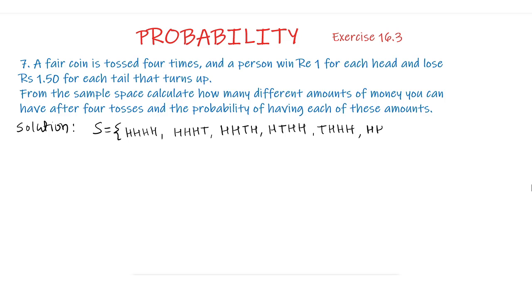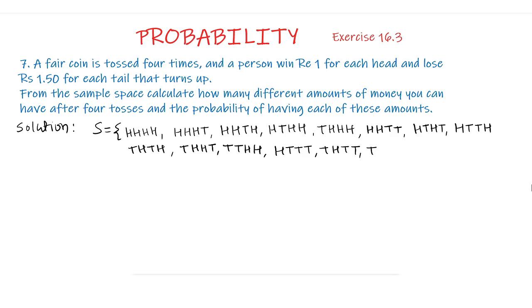Now head, head, tail, tail, head, tail, head, tail, head, tail, tail, head, tail, head, tail, head, tail, head, head, tail, tail, tail, head, head, head, tail, tail, tail, tail, head, tail, tail, tail, tail, head, tail, tail, tail, tail. So these are the 16 elements in our sample space.